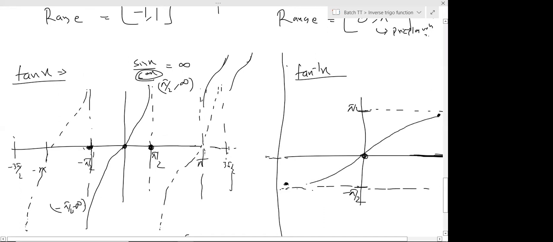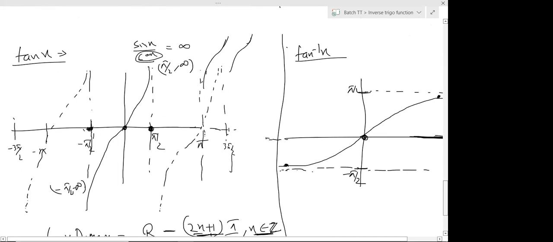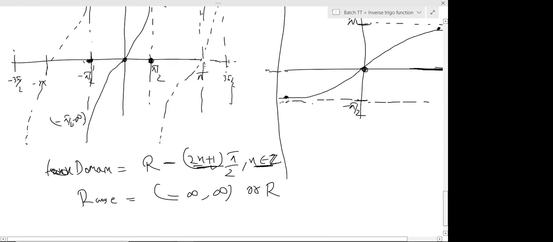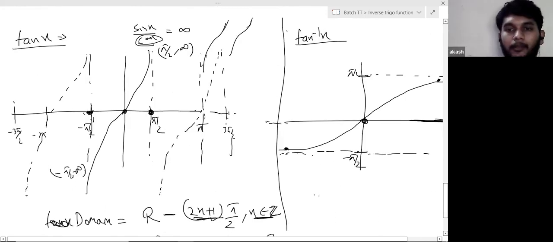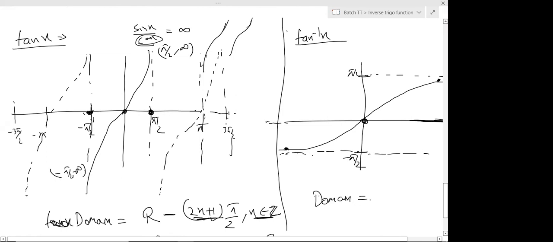So the range of this tan inverse x and sin inverse x is the same. It's like even sin inverse x is minus pi by 2 to pi by 2, right? Absolutely right. But there is a slight difference. I'll explain, but just tell me the domain here of tan inverse x.